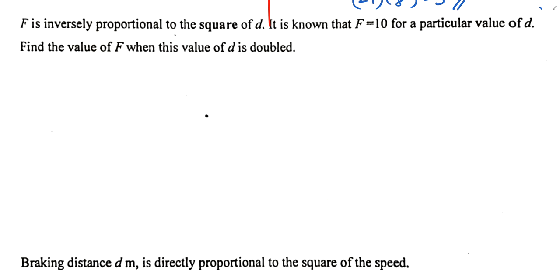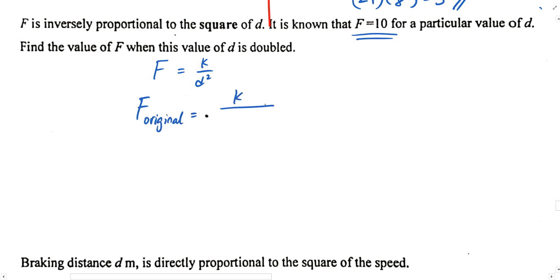Okay, for those of you who need help for question 2, this is what we have. F equals k over D squared. And this will always be true. So that we have information that F original is equal to k over D original squared.